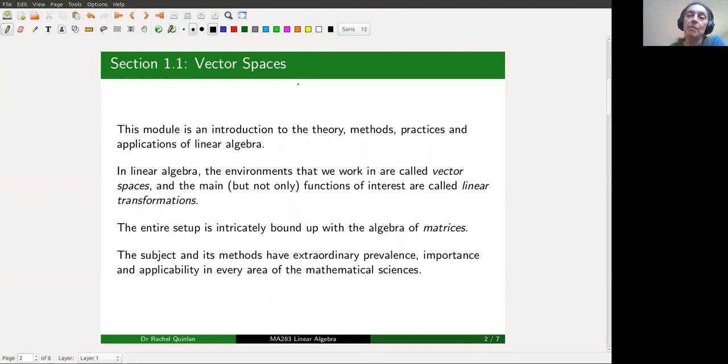Linear algebra is also of huge importance in statistics and in any area where you're dealing with data, which basically comes in the form of tables of numbers. It's extremely important in the field of combinatorics, in the study of graphs and other combinatorial objects, where very often a great deal of the combinatorial information can be encoded in matrix form.